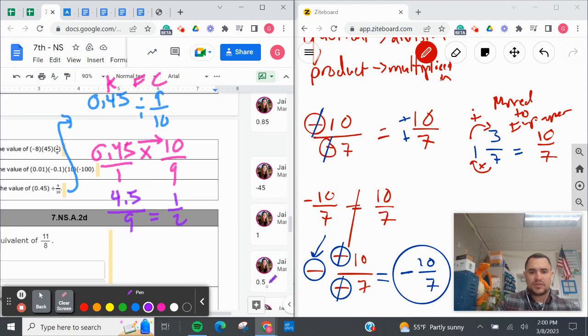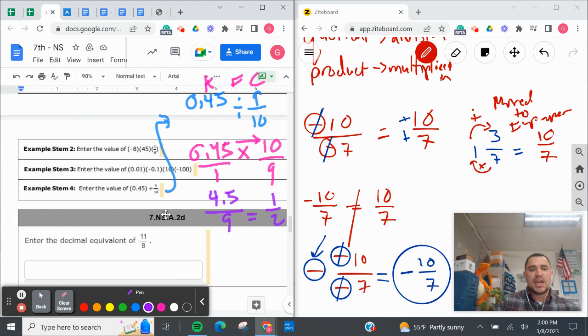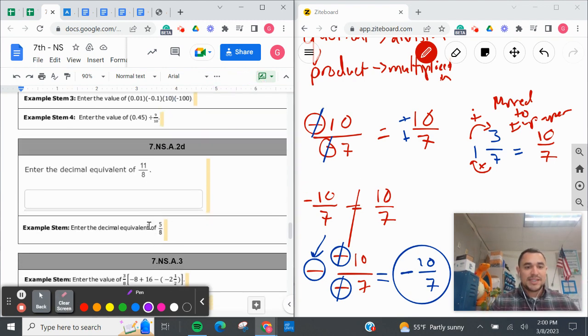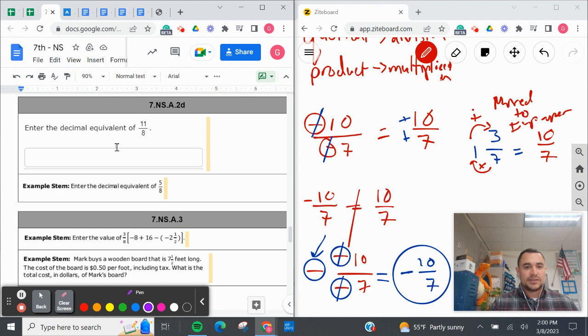Yep, 0.5. So that is our answer, 0.5. And if it says enter as a fraction or a decimal, make sure you follow the rules on that on the CAASPP. All right. So this one says enter the decimal equivalent.